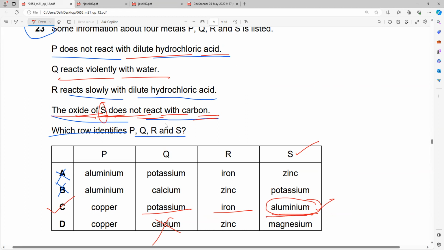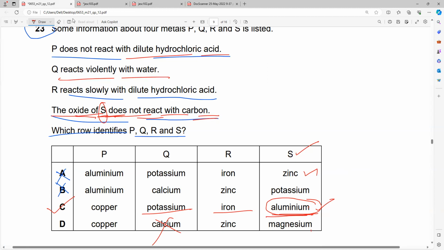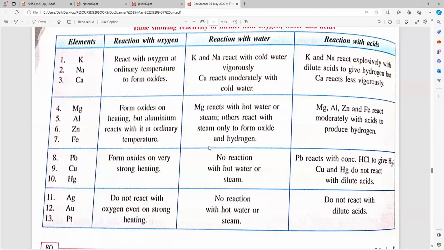By seeing this point I can identify it, but here many are there. Zinc can react with carbon, magnesium, potassium, and aluminum. So that's why I cannot choose. Magnesium and potassium are also there, so we cannot go with that. You can verify that. Okay, then the third one: R reacts slowly with dilute hydrochloric acid. R reacts slowly with dilute hydrochloric acid. Where is iron?